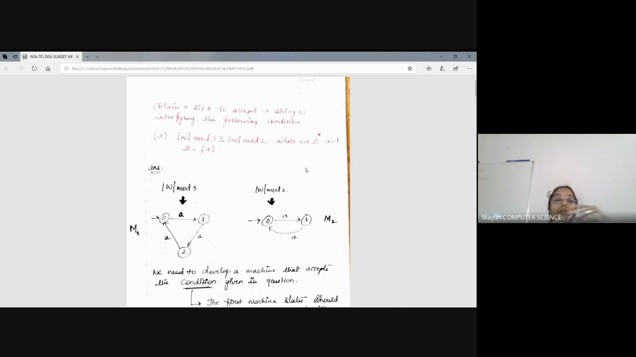So for today's class, we'll just get into NDFSM. I'll just tell you the features of NDFSM. And before that, I had a question here which says: obtain a DFA to accept a string W that satisfies the following condition.